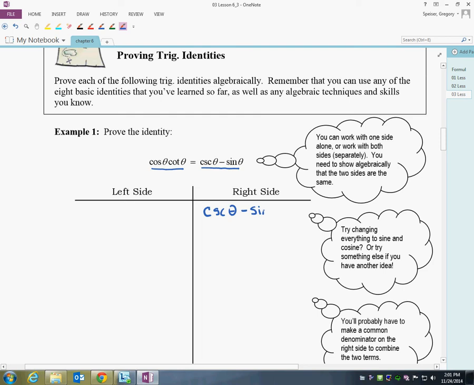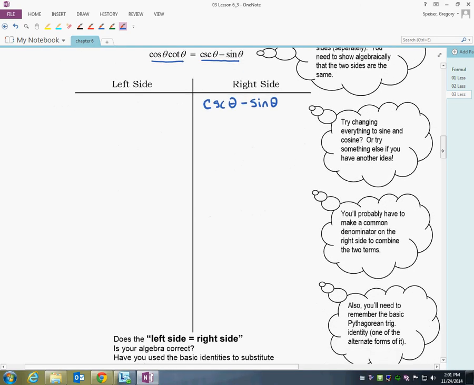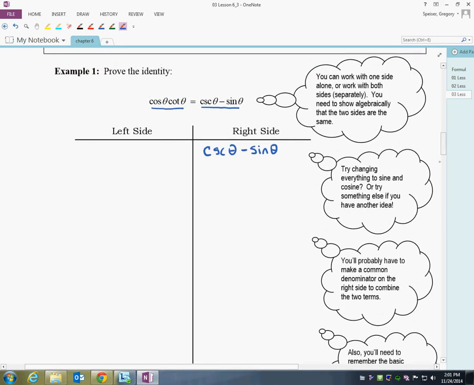sine of theta. Now, to begin with, on our examples, there are these nice little bubbles here, and they don't necessarily have to be followed in order. You'll notice when you are solving these identities that there's more than one way to get the answer. Okay, there's more than one route. Here it says try changing everything to sine and cosine, or try something else if you have another idea. So let's try the sine and cosine idea. So my cosecant here is going to turn into 1 over the sine of theta minus the sine of theta.